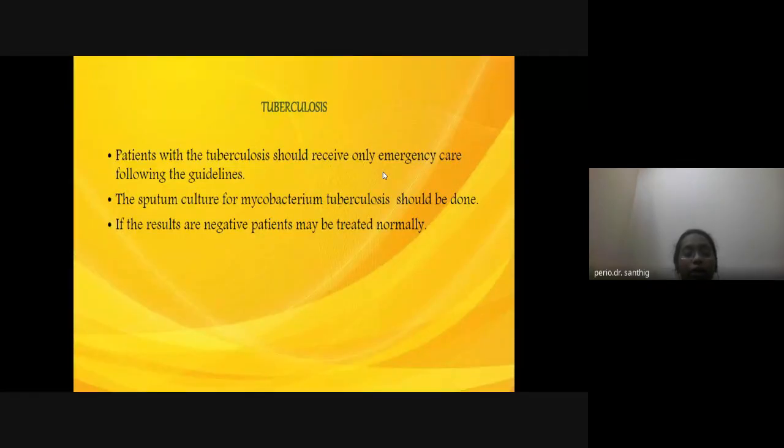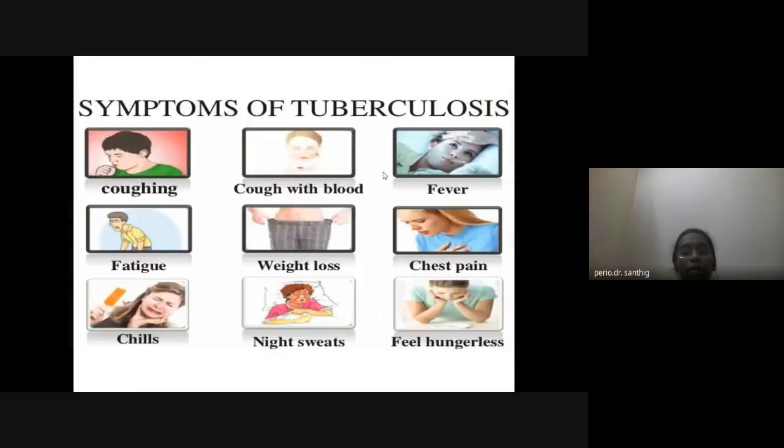Next, after HIV comes tuberculosis in the infectious diseases. So patients with tuberculosis should receive only emergency care following the guidelines. Only emergency care because it is an infectious disease. The sputum culture for Mycobacterium tuberculosis should be done. If the results are negative, patients can be treated normally. The different symptoms of tuberculosis patients are coughing with blood, fever, fatigue, weight loss, chest pain, chills, night sweats, and loss of appetite.